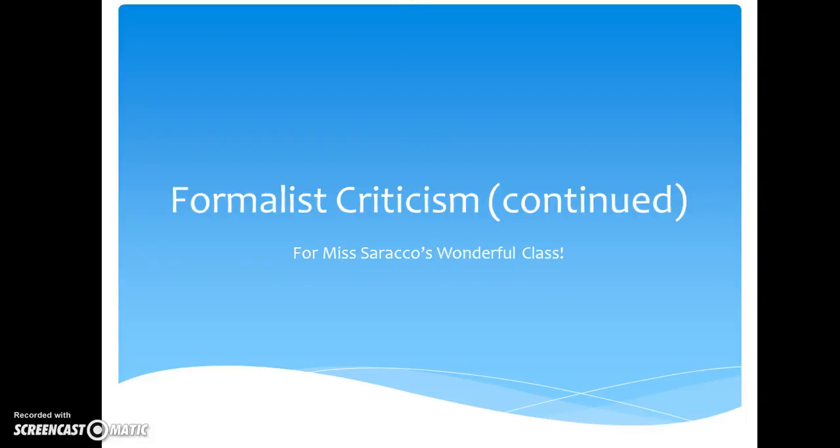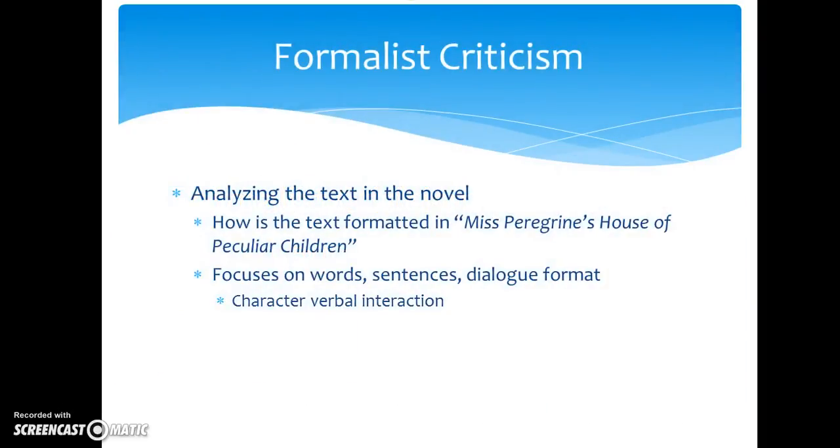Now that we've talked a little about formalist criticism, you've begun to understand the literary theory a little better and how to apply it while reading. So yesterday's mini lesson, we dealt with formalist criticism as viewing the text and how the text is represented in the novel. For example, we talked about how the text is formatted in Miss Peregrine's House of Peculiar Children.